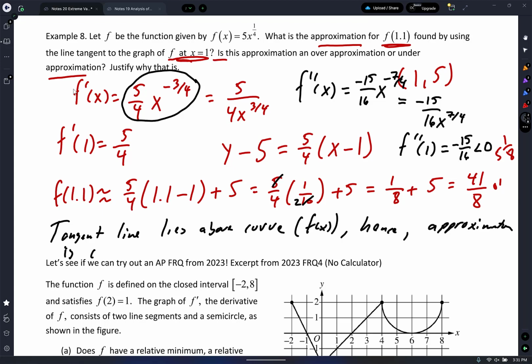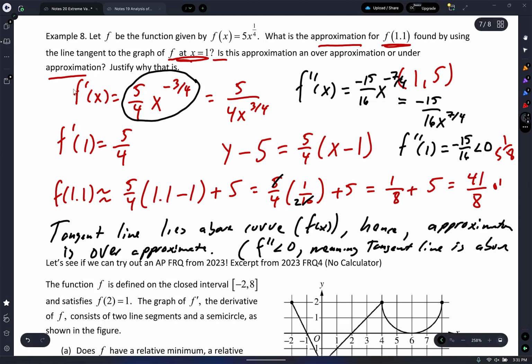Approximation is what? Over approximate. And then in parentheses, I'm going to write f prime prime is negative, meaning tangent line is above. And I'm going to draw a little picture. Something like, see? So all the y values are bigger than the curve. Cool or not cool? Do you feel like we gained a lot today?